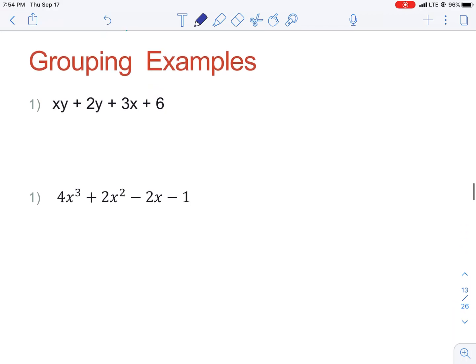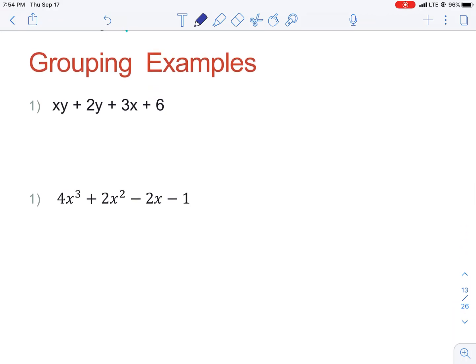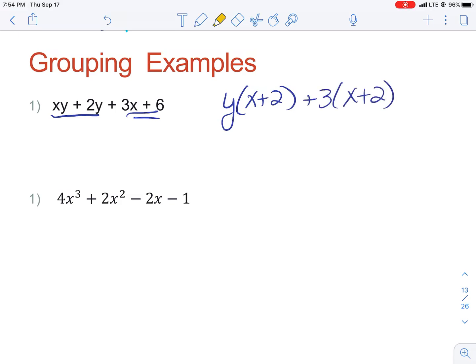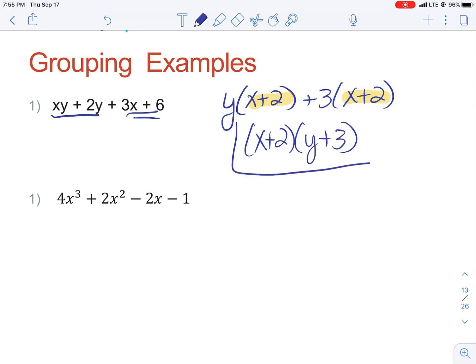Okay, these are some grouping examples, just some more with 4 terms. So here I look at the front. I can take out a y, so that's x plus 2. Here I can take out a 3, so it leaves me with x plus 2. My parentheses should be the same. So my answer is x plus 2 and y plus 3. So that is my answer.